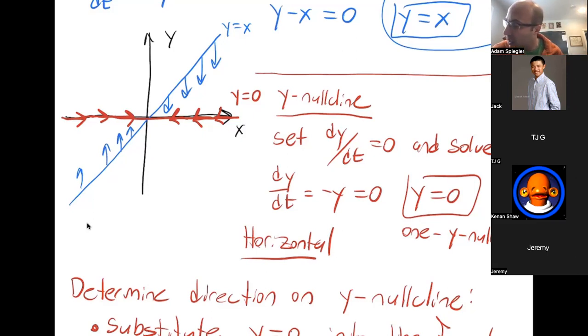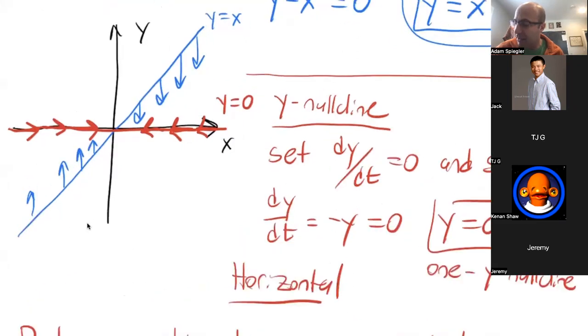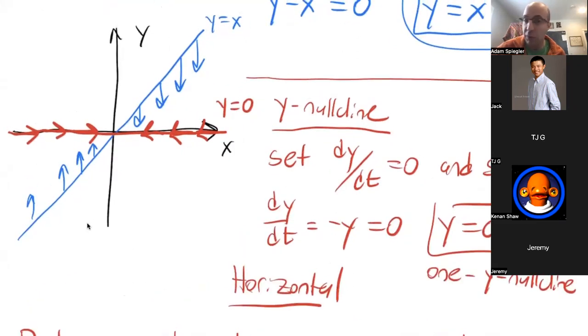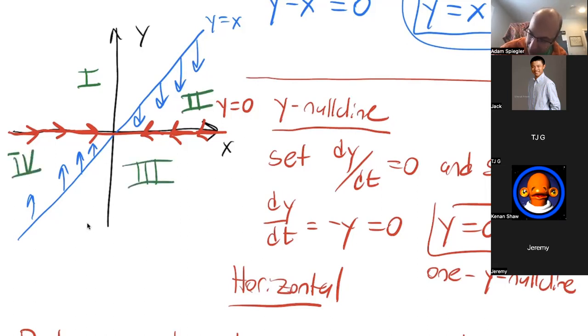And so what this does is it divides the phase plane up into 4 different regions in this case. I'll label them. So here's region 1, which would be all this stuff over here. Region 2 would be over here. I'm just labeling them randomly. The numbers are not that significant. Here's 3 and here's 4.